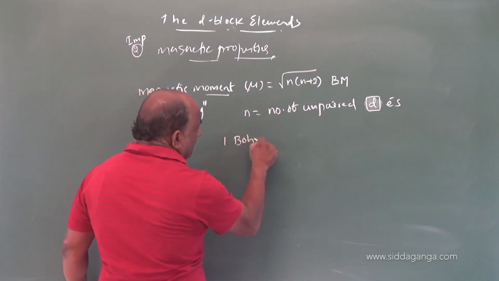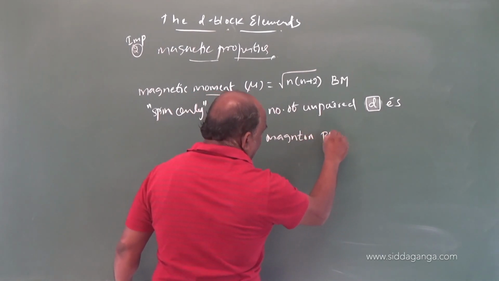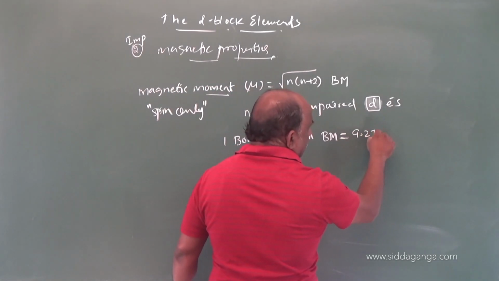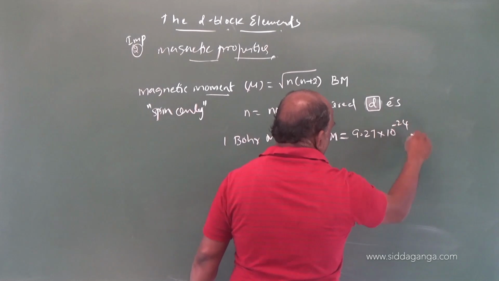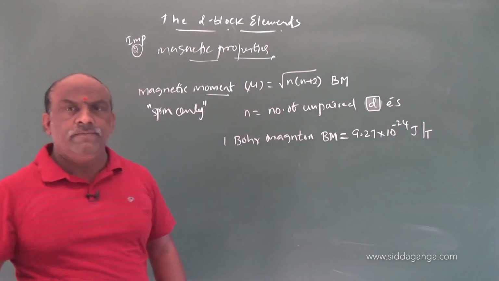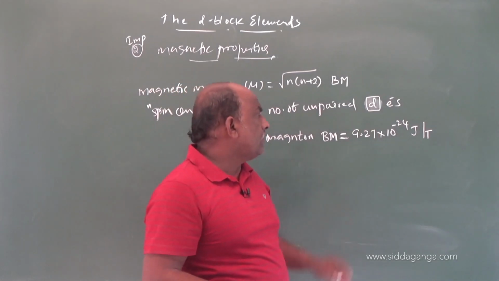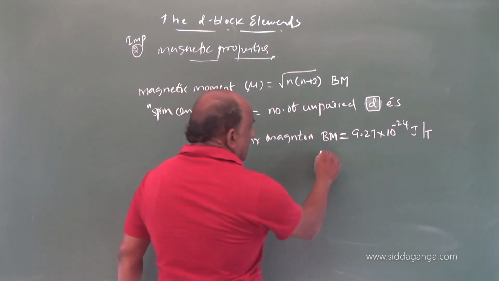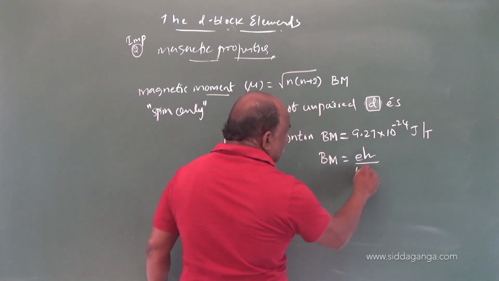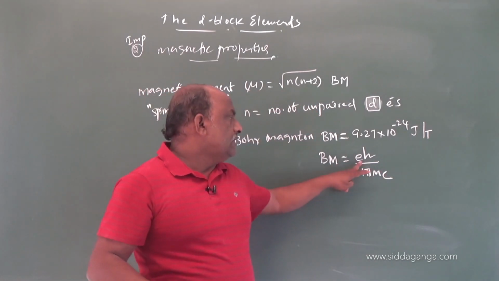One Bohr magneton, BM, equals 9.27 into 10 power minus 24 joule per Tesla. This point is also very important. One Bohr magneton is equal to 9.27 into 10 power minus 24 joule per Tesla, and it was derived from the equation BM equals eh by 4 pi mc.